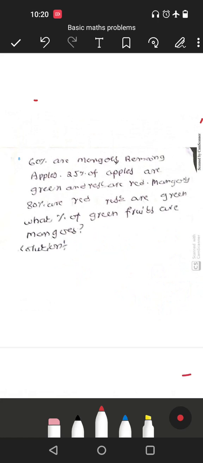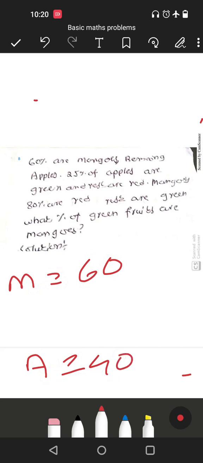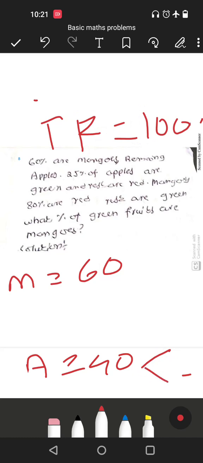So question number 8. In a basket of fruits, 60% are mangoes, remaining are apples. So I will write it as mangoes are 60%, apples are 40%. So total fruits I will take as 100 just for our simple calculation. 25% of the apples are green. So out of this 40, 25% are green. So that means how much? It is 10 are green.